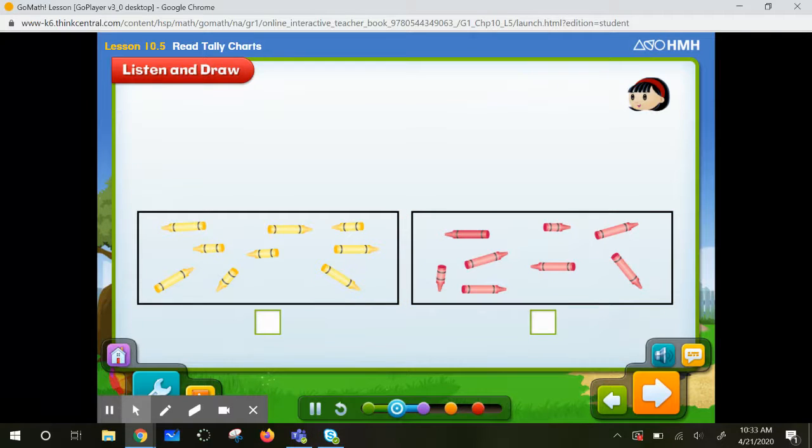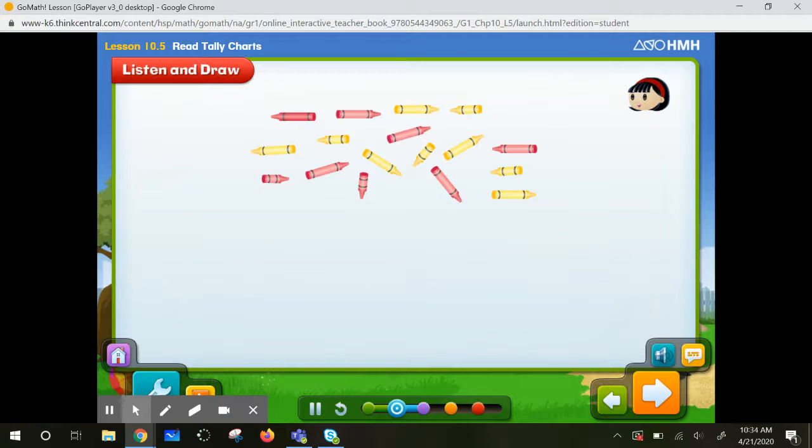Now we can find how many of each crayon Jane has. Let's count the yellow crayons. 1, 2, 3, 4, 5, 6, 7, 8, 9. There are 9 yellow crayons. Now let's count the red crayons. 1, 2, 3, 4, 5, 6, 7, 8. There are 8 red crayons.